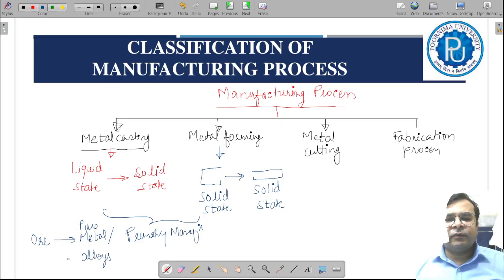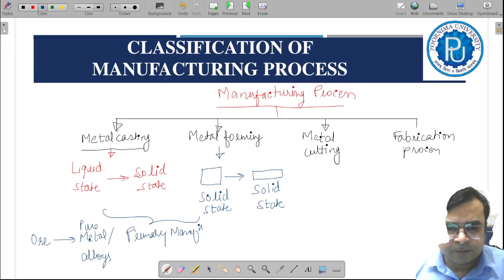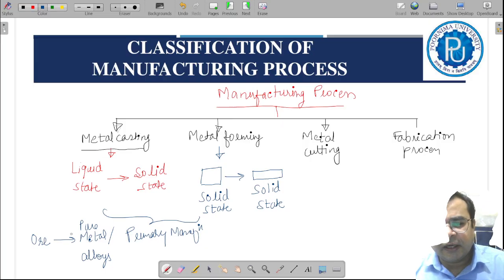So first we obtain ore from the earth, which is the impurest form of the material, and now it is heated and purified in the furnace, and after that we get a pure metal or alloys. Then obviously after heating, the pure metal or alloys are present in liquid state, and we cannot store material in the liquid state, so we need to solidify it.